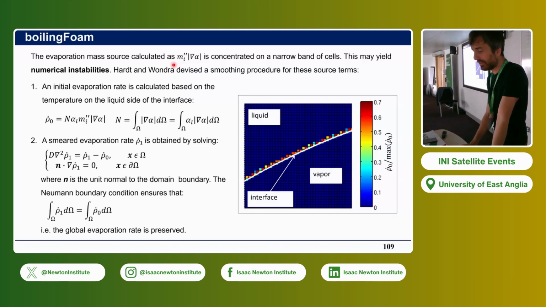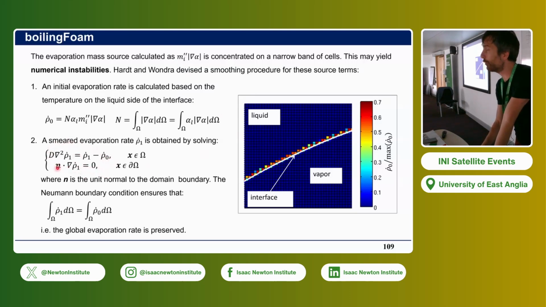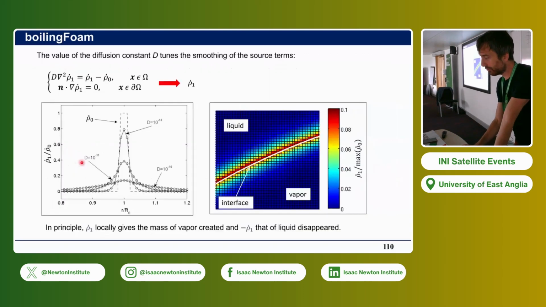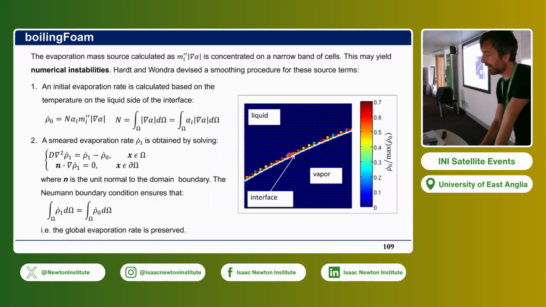So the steps of the smoothing method: it takes the original source term only at the interface. It solves a diffusion equation for this source term. This is solved at every time step. There is no time derivative here. It's just a steady state diffusion equation. So you get from this starting point to here.